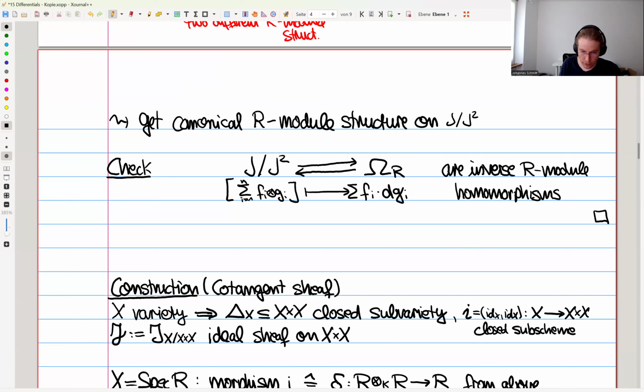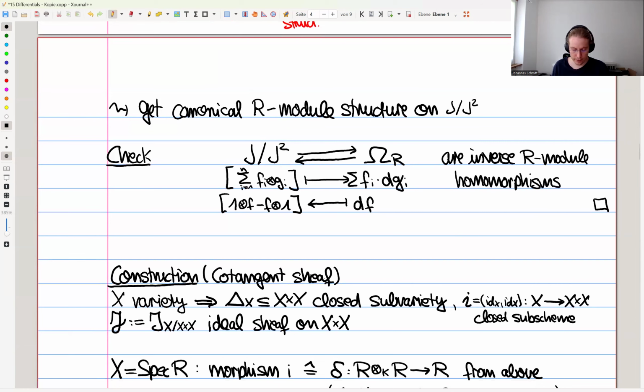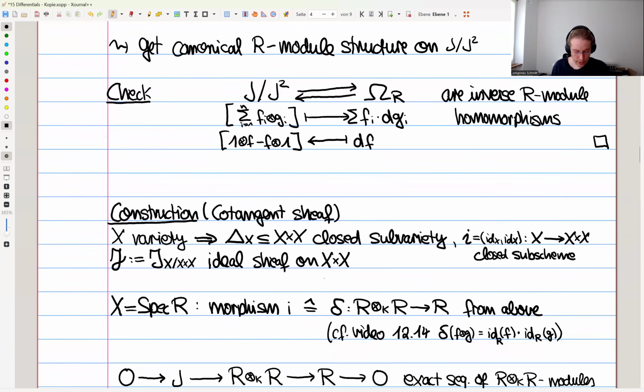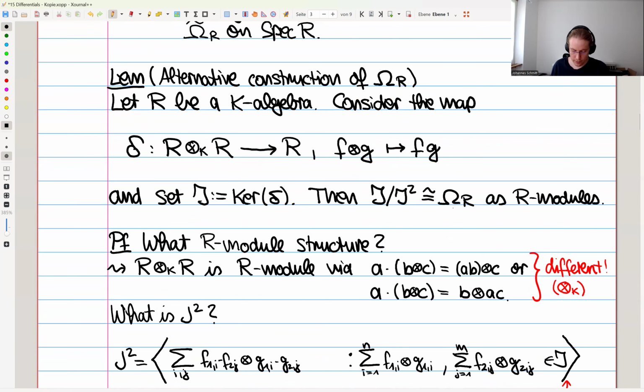So this is certainly something that you can do. The map in the inverse direction takes one of these symbols df and sends them to a particular element here, namely 1 tensor f minus f tensor 1, like this. And then you just check by hand that these are indeed inverse things. So here the same argument as above now implies that this thing here is an element in J, and so you can take its equivalence class in this quotient. Okay. So this was the proof of this lemma, that basically we have a second construction of omega R as such a quotient.